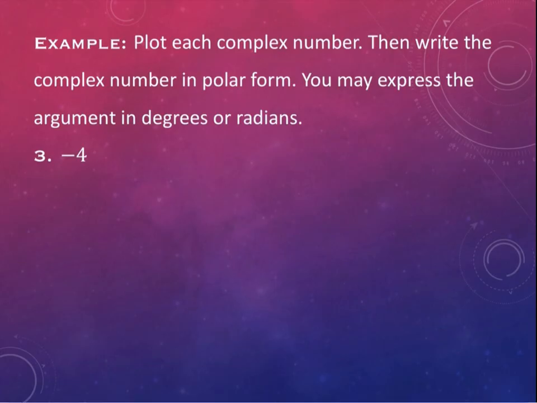Okay, so starting with, we're going to graph. Okay? So where will this -4 be on my graph? On the real axis to the left, 4 units. That's -4. Everybody good with that?